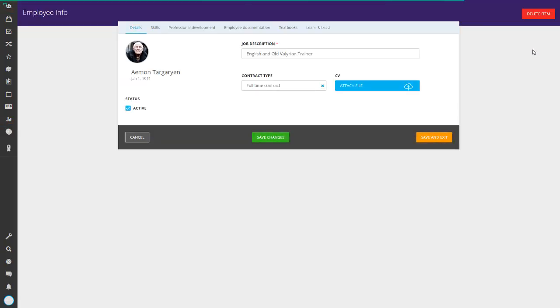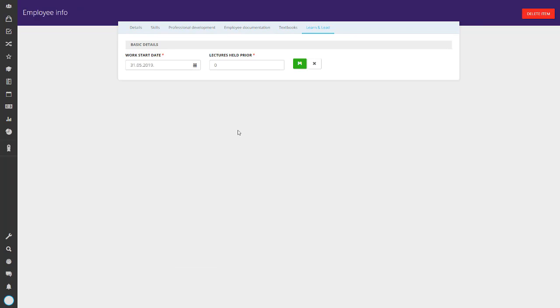We can go ahead and open any of our trainers and we can see our Learn and Lead tab on the far right. The first thing we need to define is our trainer starting point at our school. We need to set up the work start date and number of lectures held prior to his employment at our school. The work start date should be fairly easy. The number of lectures might be a bit trickier.